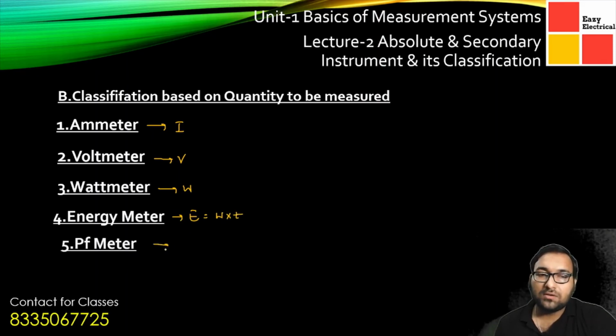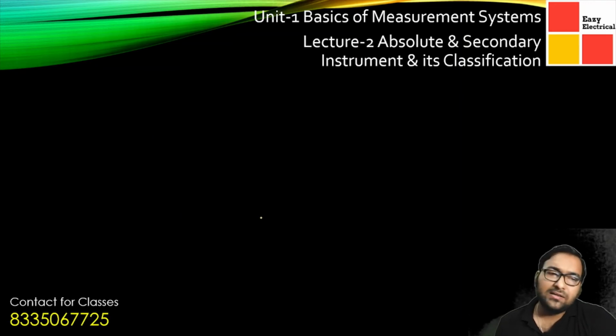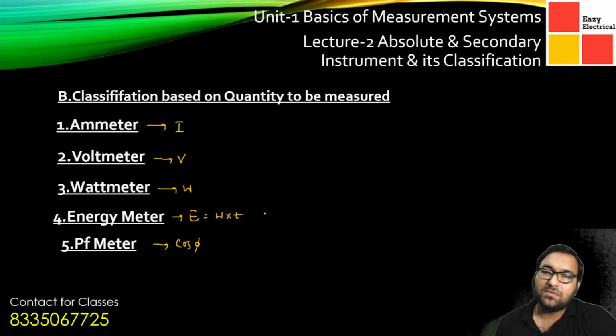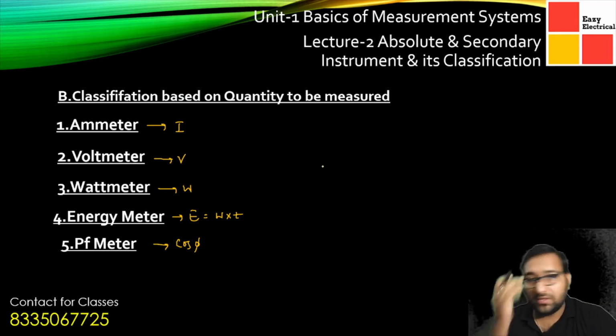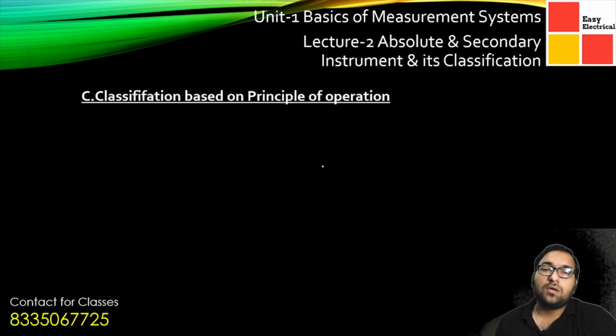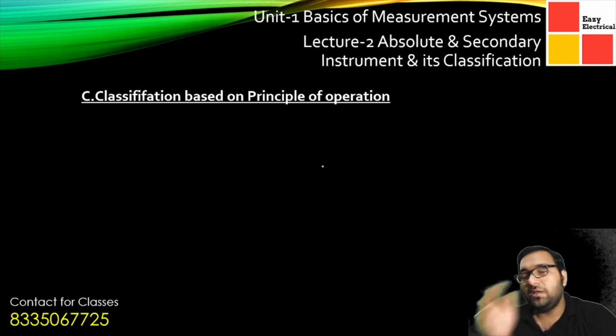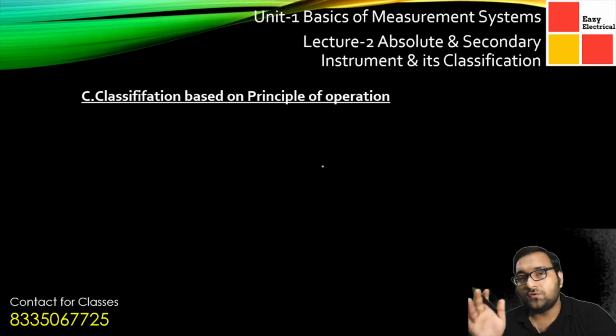Power factor meters are also there, where we can measure the power factor. Other than that we can also have some other meters like frequency meters and Q factor meters. So these are certain quantities that we can measure based on the quantity to be measured. Now we all know that every measurement or every instrument basically operates on certain principles.